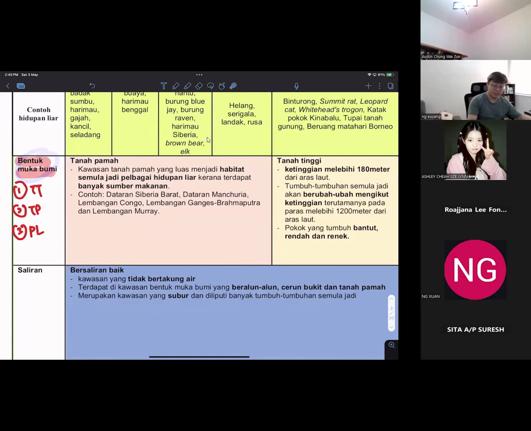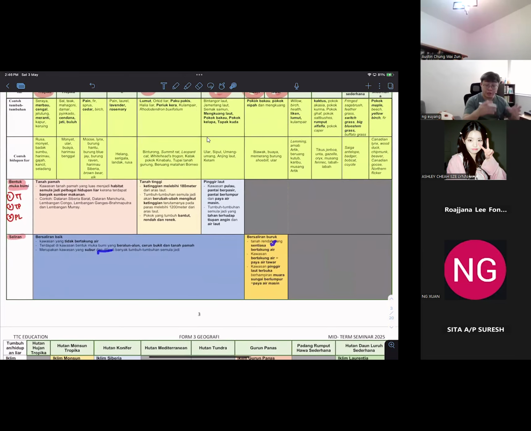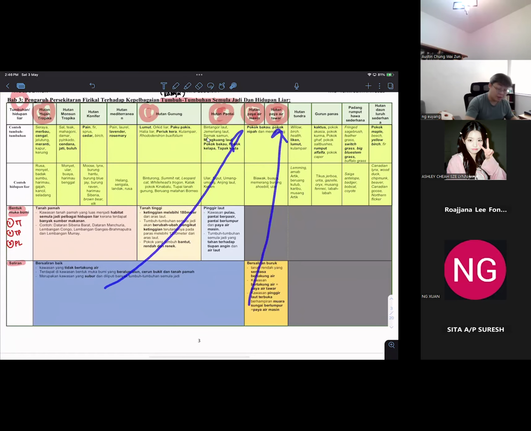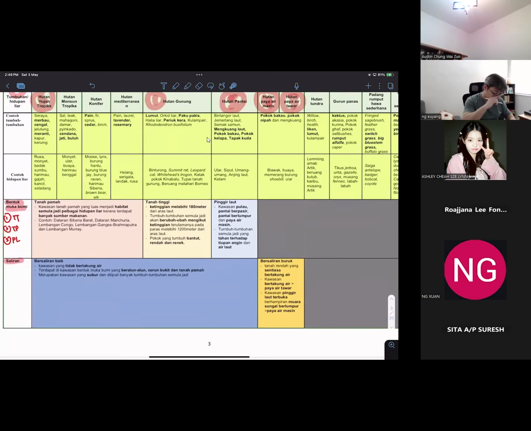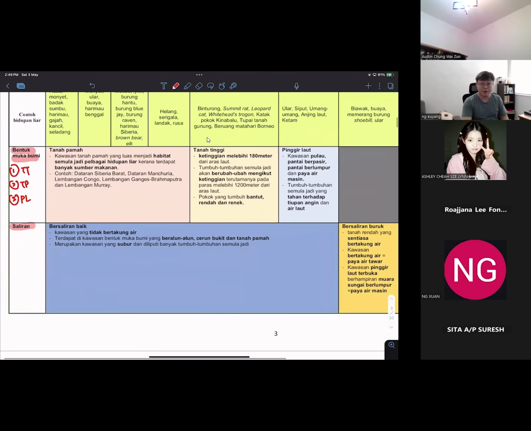faktor persekitaran physical. So the second factor persekitaran physical is your saliran, right? So saliran, we have the baik and buruk. So within your saliran baik and buruk, only we are trying to learn from our part 3 for the Hutan Paya Air Masin and Air Tawar. For how many countries? Anyone can recall? Saliran baik, how many countries we have to memorize? Saliran baik.